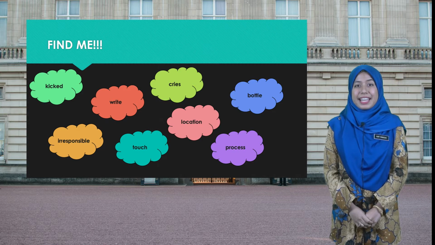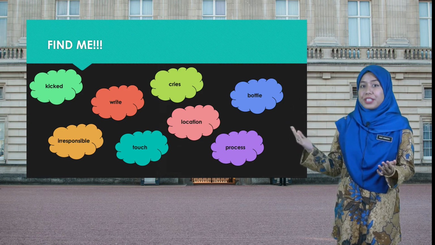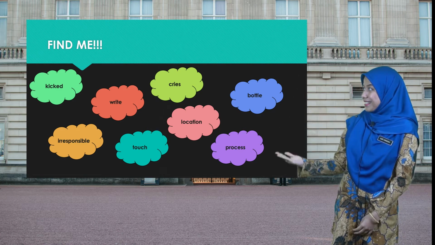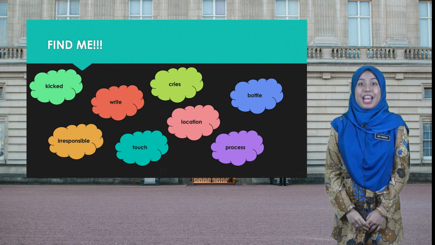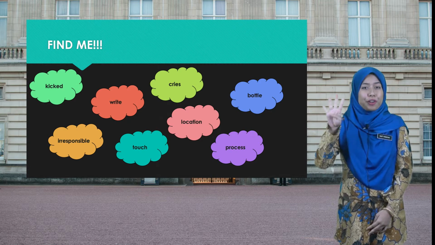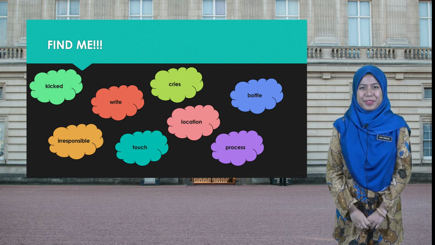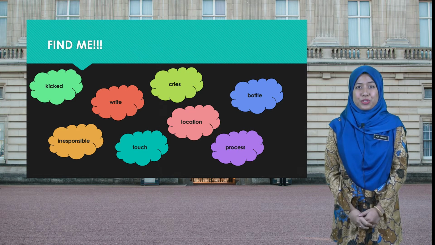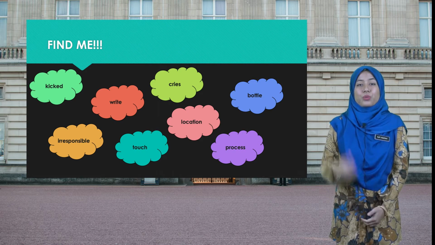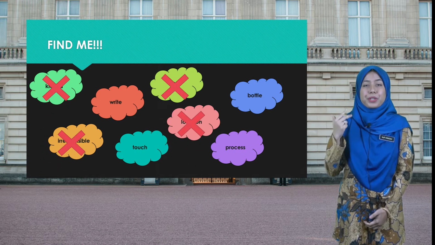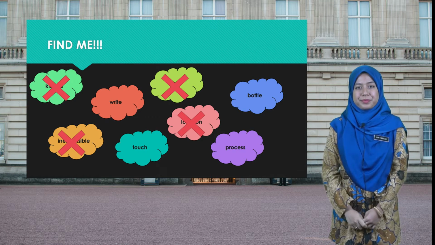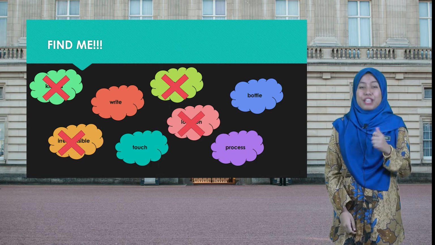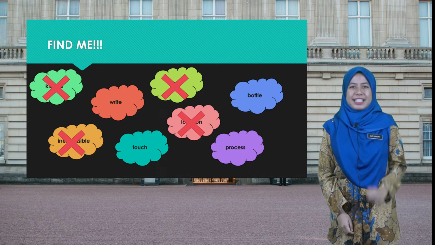Let's check your understanding. Which of these words are root words? Can you find them for me? Have you found them? There are 4 root words here. Alright, I think it's time to check the answers. So, the root words here are write, touch, process, and bottle. Do you get all correct? Yes? Well done. If not, don't worry, you'll get it in no time.